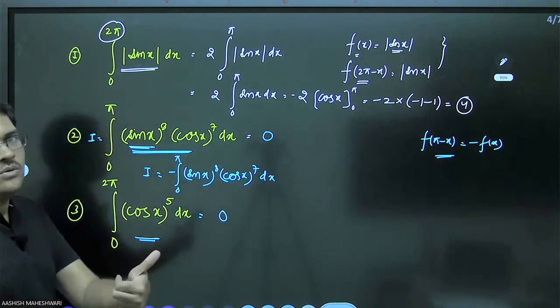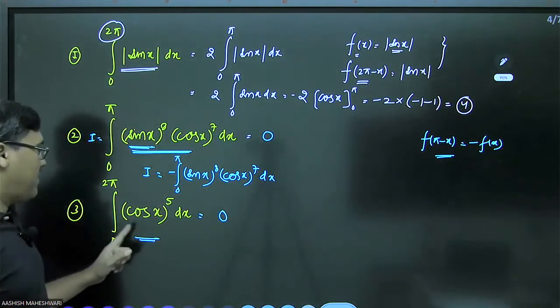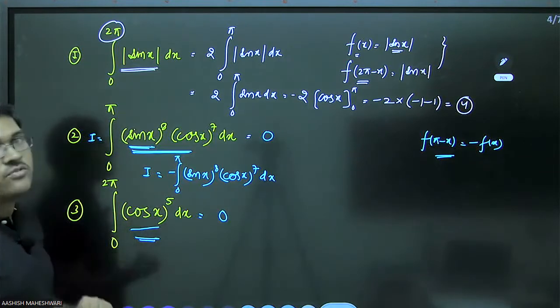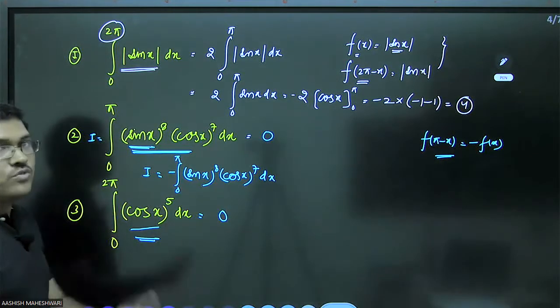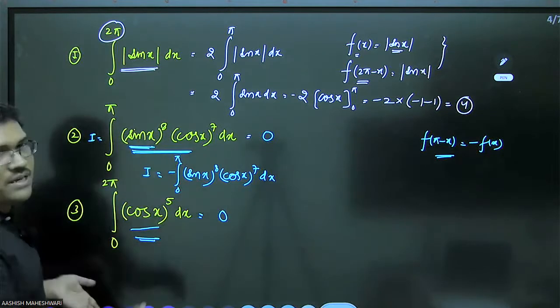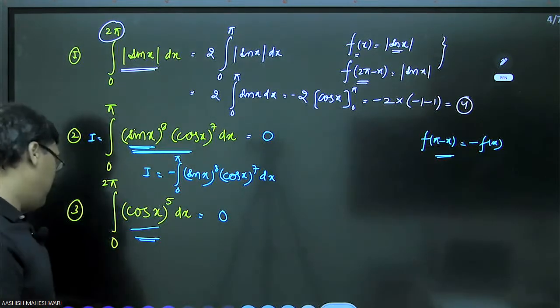Either you can apply King rule, or you can say if I take this function and f of 2 pi minus x, this will be minus of cos x raised to 5. So both will be negative of each other. That means this integral will be 0. So this is a simple application. Now we'll move to some tougher question.